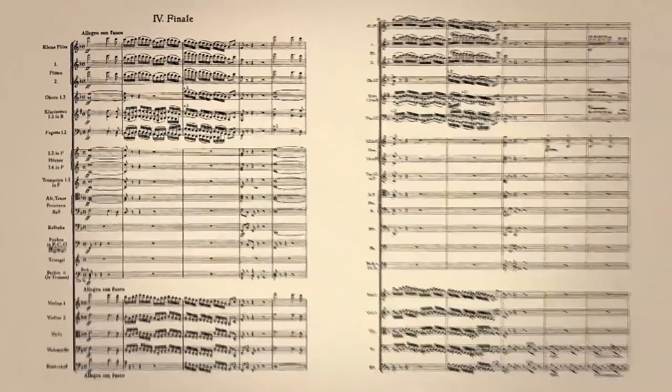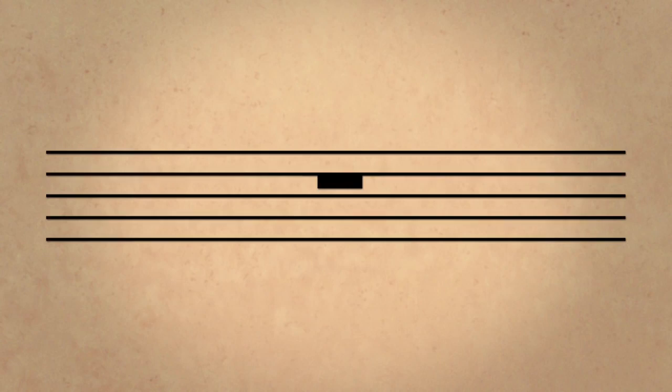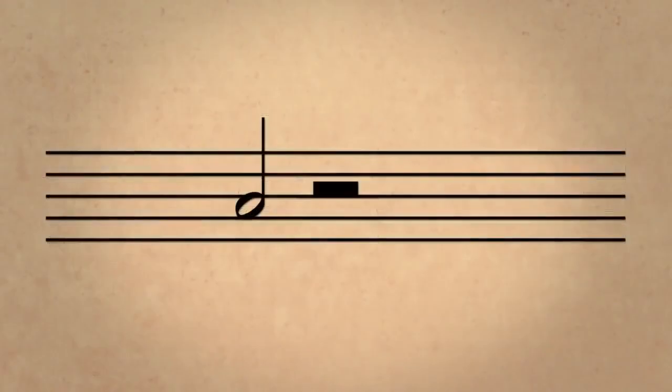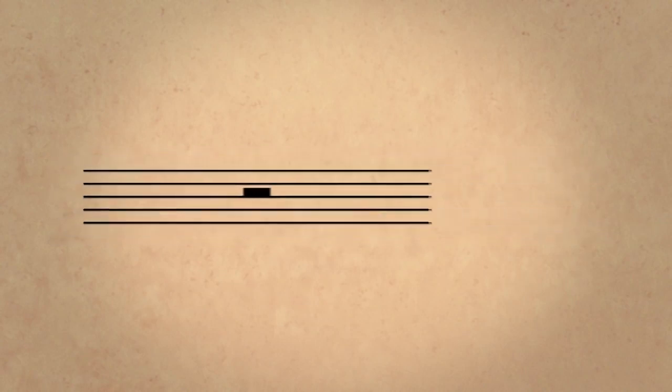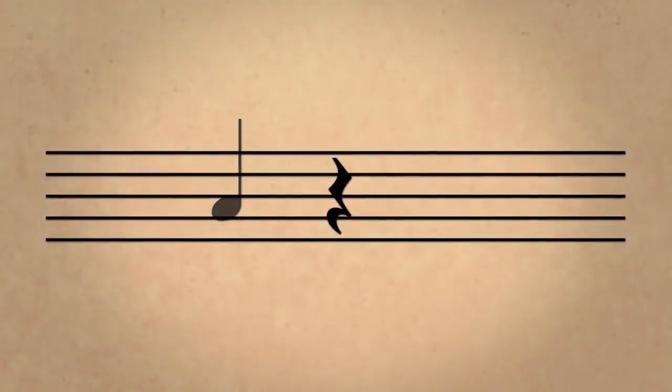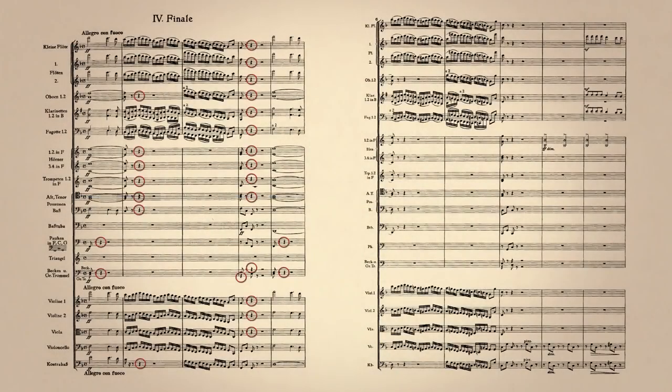We notate these silences with what we call rests. Each note value has a corresponding notation for a rest. A whole note rest is a rectangular block that sits below a line. A half note rest is a rectangular block that sits on top of a line. This is what a quarter note rest looks like.